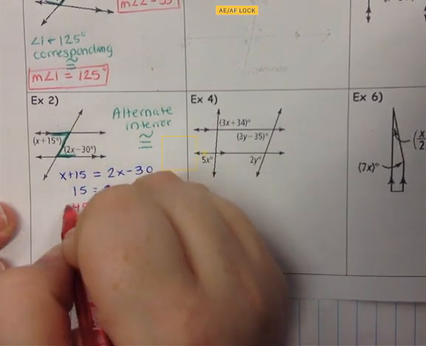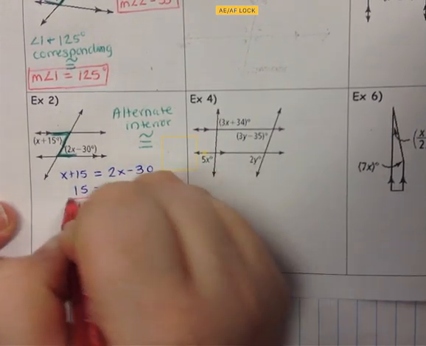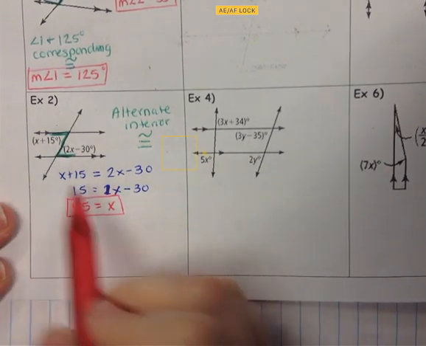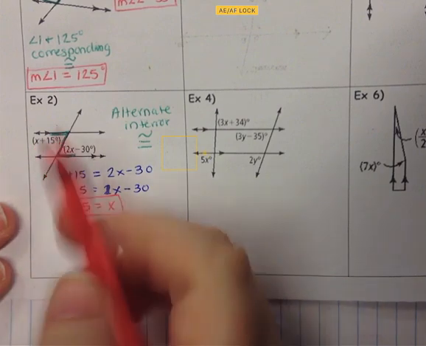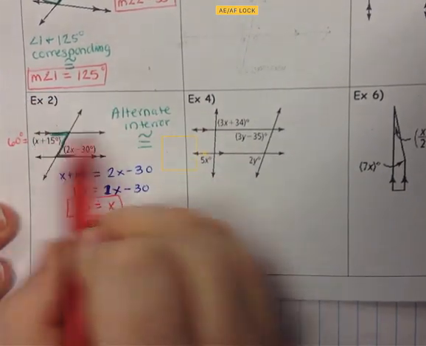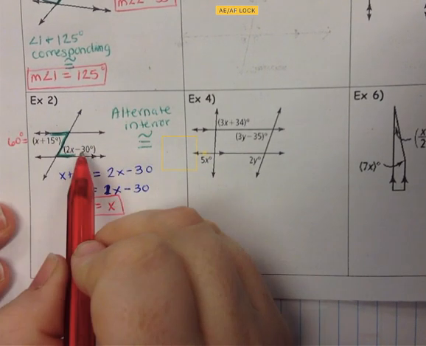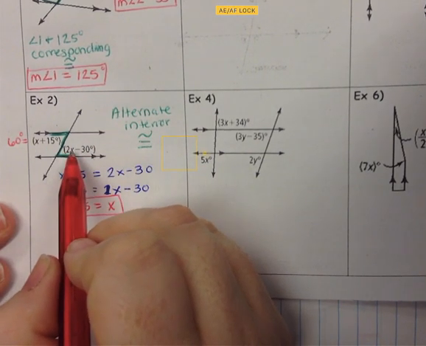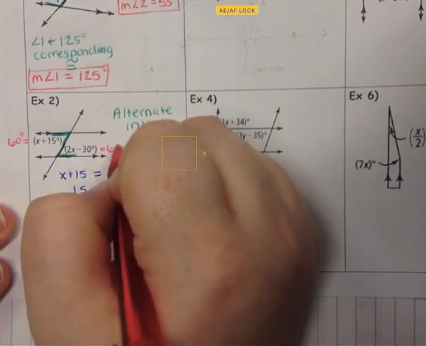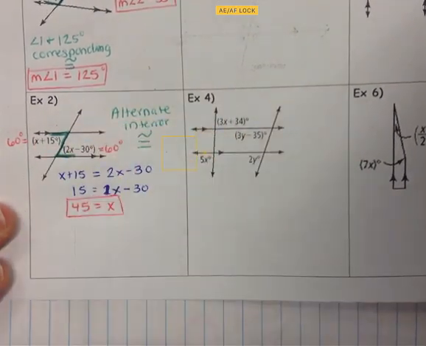We have the value of x, we solved for the variable, now find the missing angles. Plug 45 in, 45 plus 15 is 60 degrees, so this is 60 degrees. Now alternate interior angles should be congruent, so we can check to see if this worked. So 2 times 45 is 90, minus 30 is 60. So we did this correctly because these two angles are in fact congruent.